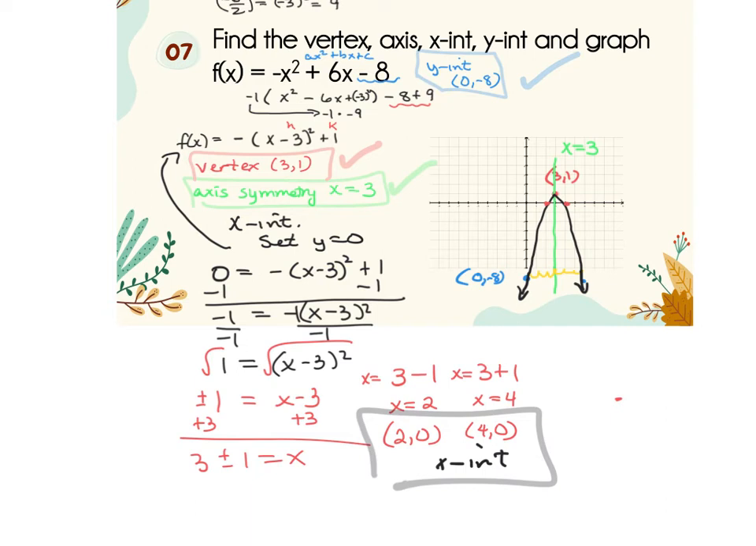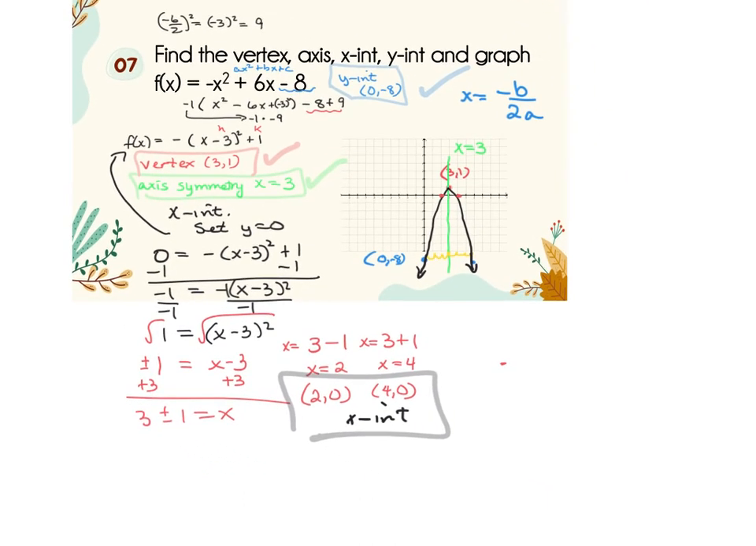Now you could have also found the vertex from the original problem by using the negative b over 2a and gotten the vertex this way also. So for example, my b value is positive 6, so opposite of that, and then 2 times negative 1 gives me negative 6 over negative 2, which gives me negative divided by negative is a positive 3.